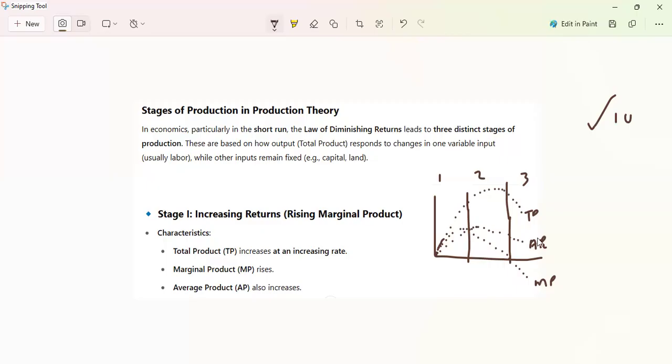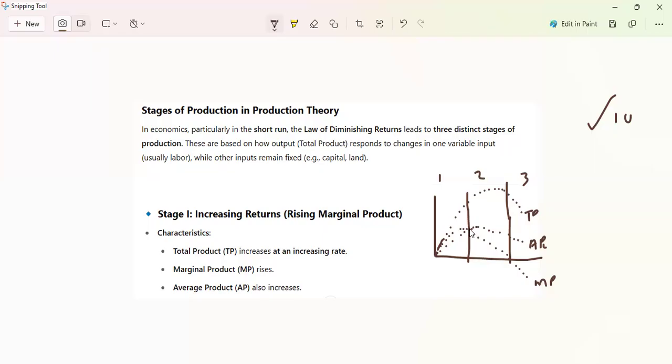Then we also have average product. Average product is the output per unit of an input. The formula is total product over labor. So in stage 1, it keeps increasing. In stage 2, it starts to fall. In stage 3, it continues to fall, although not as steeply as the marginal product, and doesn't go negative. Average product is maximum when it equals the marginal product. So it is maximum here where they meet.